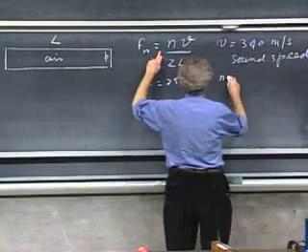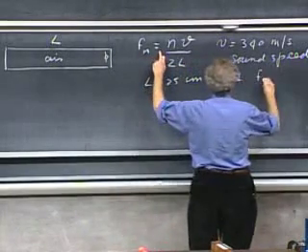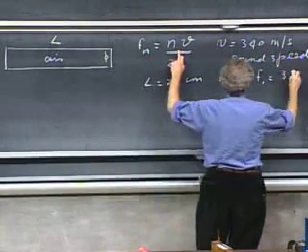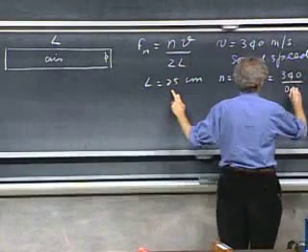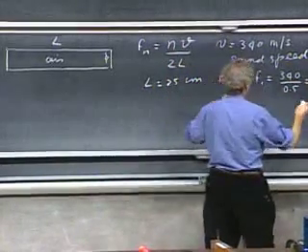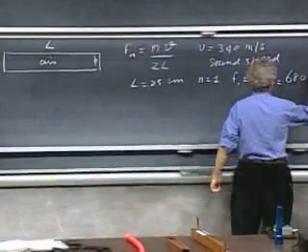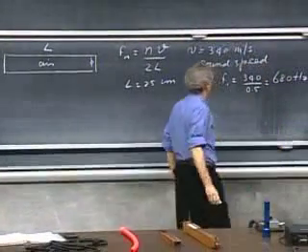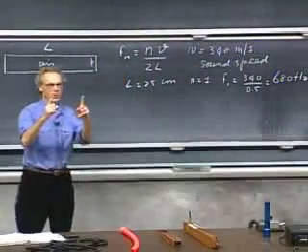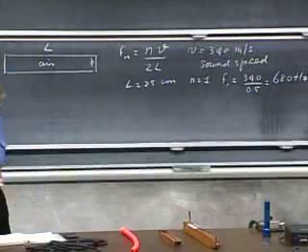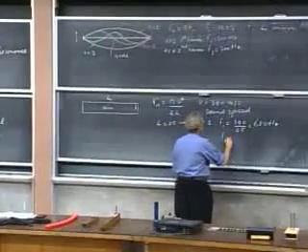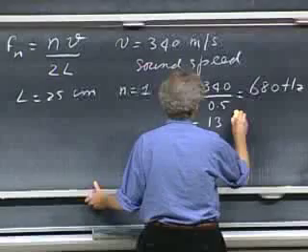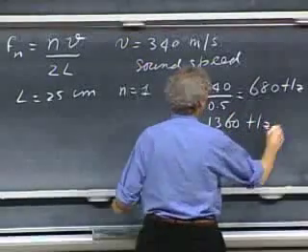So we take n equals 1. So the frequency that we would get equals 340 divided by 2L, which is 0.5 in meters. And so that gives me 680 hertz. So that would be this big, would give you 680 hertz. But the second harmonic, f2, will be double that. So it will be 1360 hertz, and so on.